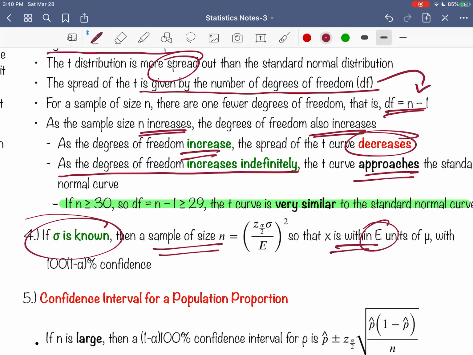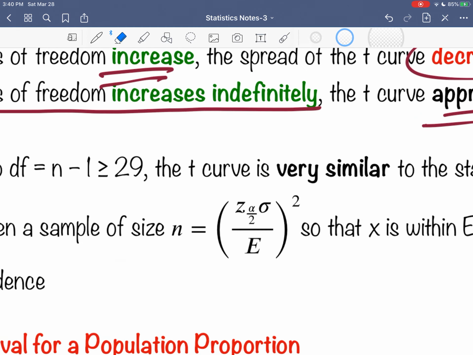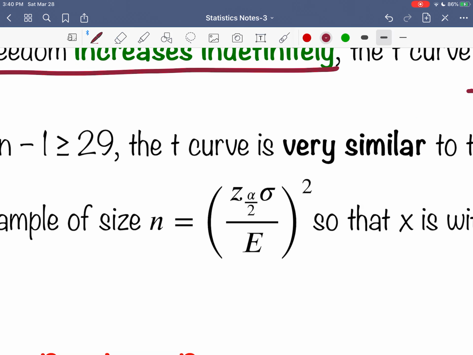So let's say you have a sample, and that sample, let's say, is 5 kilograms, and you would like to estimate the interval to within 2 kilograms. So basically 5 plus or minus 2 kg. You can find the sample needed to be that precise, especially when you know the standard deviation sigma. All you need to do is plug into these values here, here, and here. We'll do an example, and you're able to calculate the sample size.